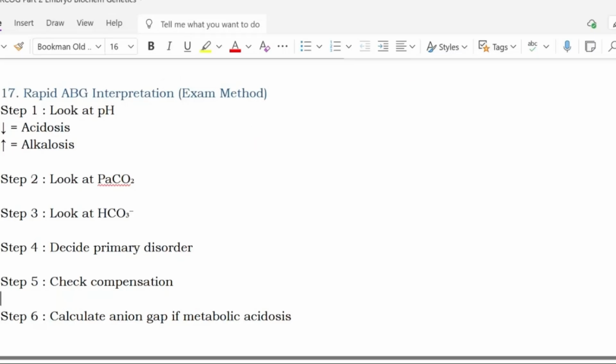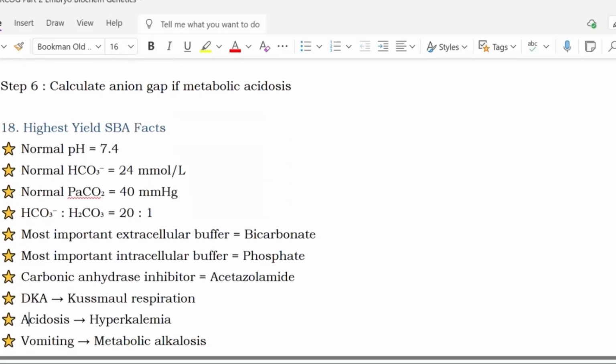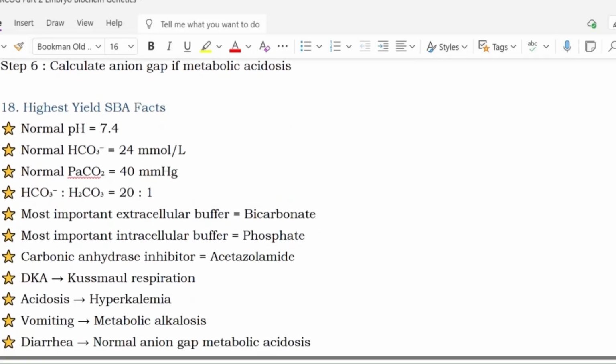So the steps in rapid ABG interpretation. Step 1, look at the pH, whether it is acidosis or alkalosis. Step 2, look at the PaCO2 and the bicarb level, decide the primary disorder, then check for the compensation, then calculate the anion gap if it is a metabolic acidosis. From the examination point of view, these are the points you will remember. Normal pH is 7.4. Normal bicarb is 24 millimoles per liter. Normal PaCO2 is 40 millimeters of mercury.